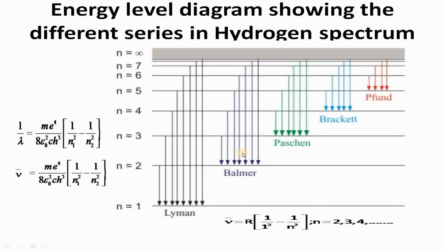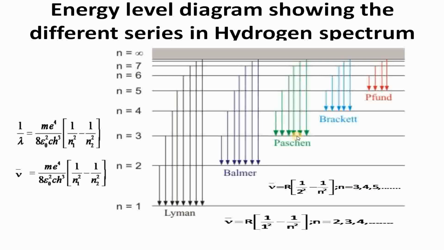This is the Balmer series. Here we get the Balmer series when electron transition takes place from n equal to or greater than 3 to n is equal to 2. So for the Balmer series, the formula is nu bar is equal to R into 1 by 2 square minus 1 by n square. Here n1 is equal to 2, n2 is equal to n. n can have values 3, 4, 5, etc.